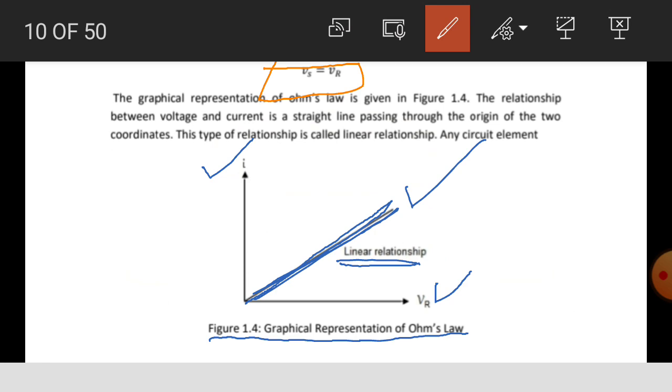So any circuit element which has a linear relationship between the voltage and current is known as linear circuit element. In other words, any circuit element which obeys Ohm's law is known as linear circuit element.